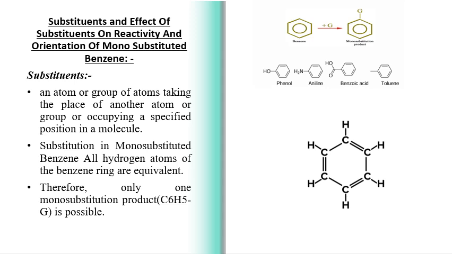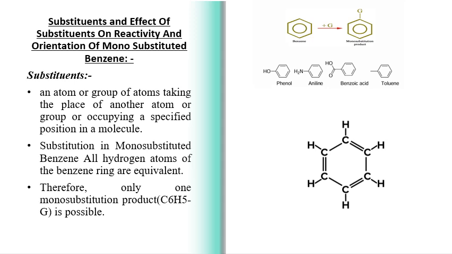It is nothing but an atom or group of atoms taking the place of another atom or group, and it also occupies a specific position in a molecule. These compounds are called substituents. Generally, in monosubstituted benzene, all the hydrogen atoms attached to the carbons in benzene are equivalent. Because of this nature, there is only one possibility of formation of the monosubstitution product.